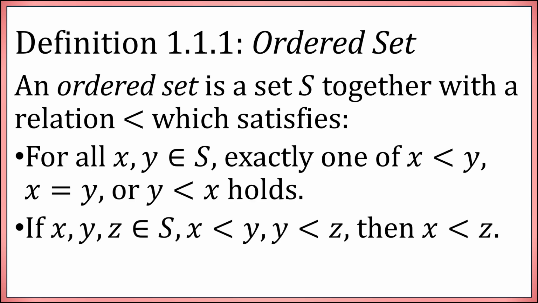Furthermore, this relation needs to be transitive. If x is less than y and y is less than z, then x must be less than z. So an ordered set has this ordering, and we use the less than symbol. It has to be transitive, and it has to have this first bullet point, which is often called the trichotomy property. If you pick two elements out of the set, either the first is less than the second, the second is less than the first, or they were the same element to begin with. This is all it means to be an ordered set.